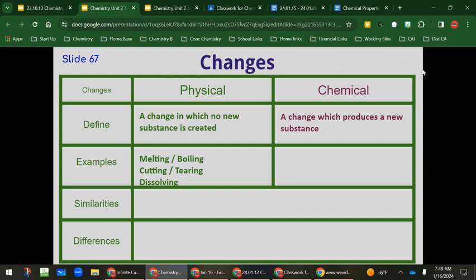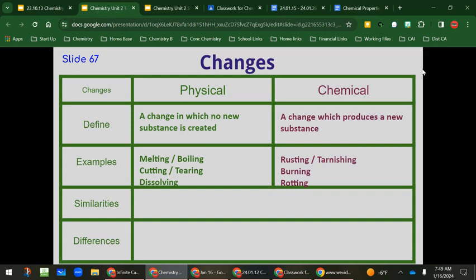Rotting. What's wrong with rotting? They're all just on the slide. Now, you don't always have to be original. You can read what's there for me. Rusting, tarnishing, burning, rotting. Something corroding or eating away at something.